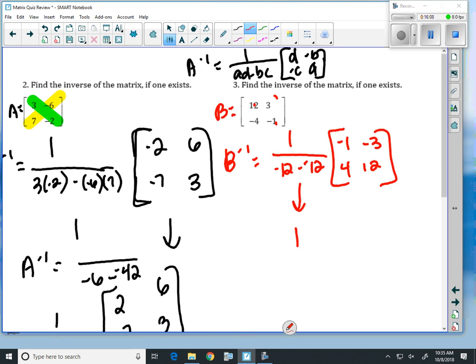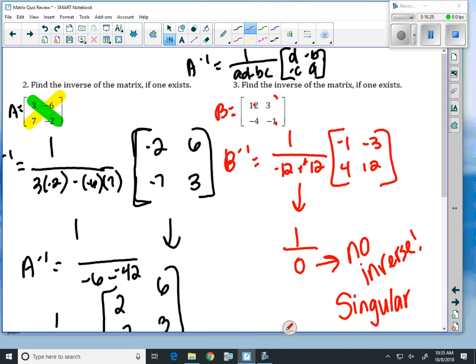Now, what happens here is we end up with 1 over 0. Negative 12 plus 12 is 0. When this happens, this tells us that there is no inverse for this matrix. So when there's no inverse, we call it singular. And there's nothing else we can do.